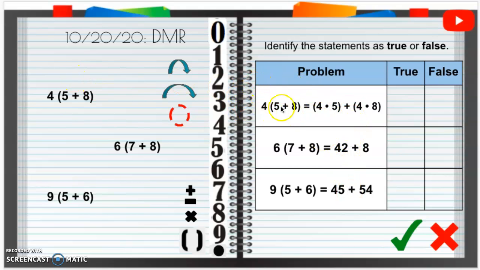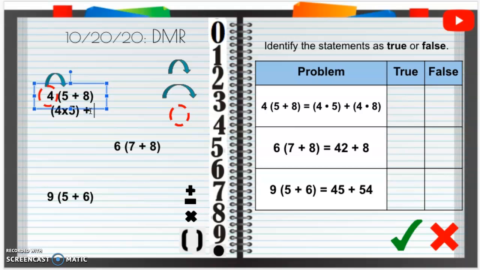So this first one, it says we have 4 times the quantity of 5 plus 8. Does that equal 4 times 5 plus 4 times 8? Let's take a look. We're going to circle the 4 because it's in front of the parentheses. So I pulled it out for us over here. The first arrow goes to that 5, so it would be 4 times 5. I'm going to type that underneath it. So you have 4 times 5. And then we're going to keep that addition symbol. Remember, we're keeping that.